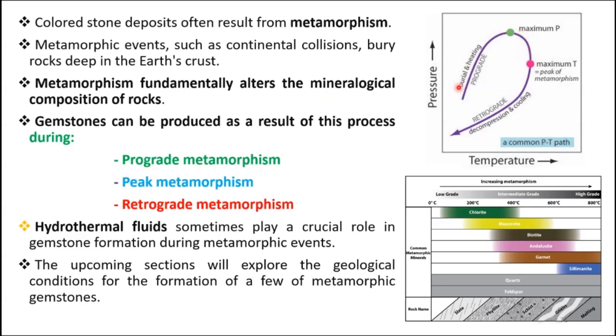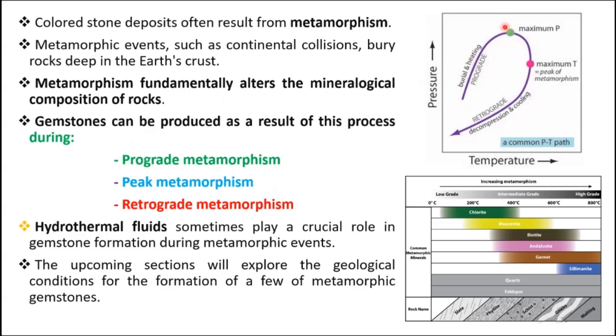All the pressure temperature conditions prior to peak metamorphic conditions we call prograde metamorphic conditions. And all the pressure temperature conditions experienced by this rock after the peak metamorphism, or maximum temperature conditions, we call retrograde metamorphism. So in all these stages, mineral reactions are taking place.